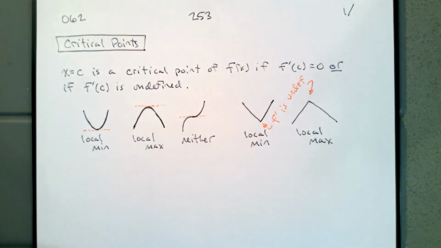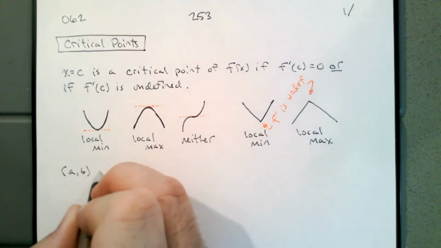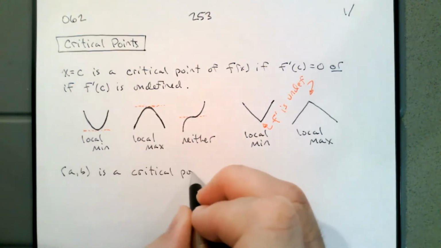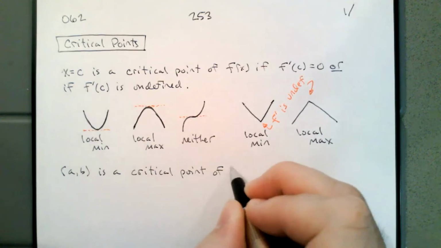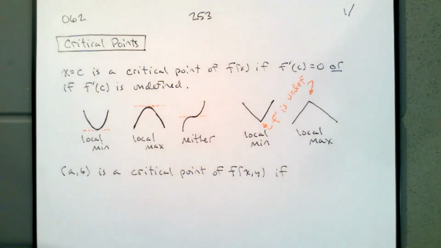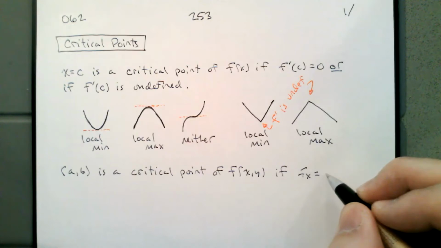So we want to upgrade this to functions of two variables. So let's say (a, b) is a critical point of a function of two variables if both the derivatives are equal to 0 or if the derivatives are undefined. So yesterday, we just started with f_x equals 0.